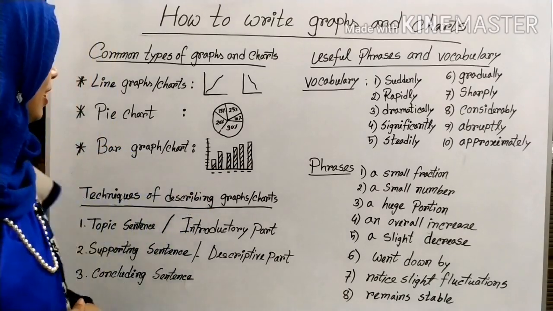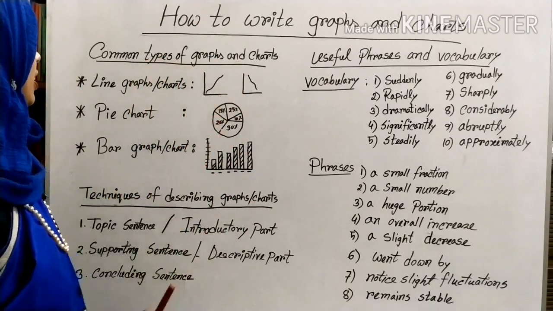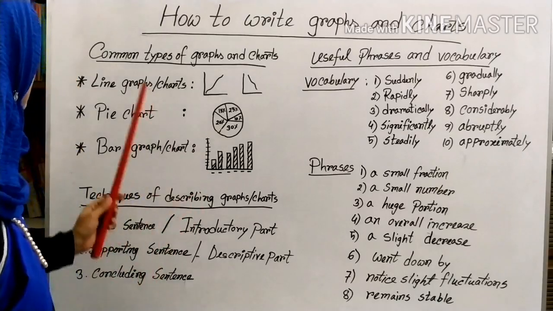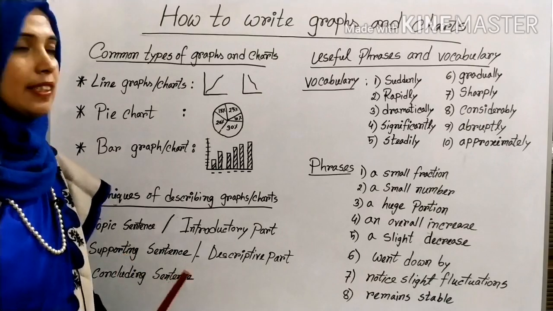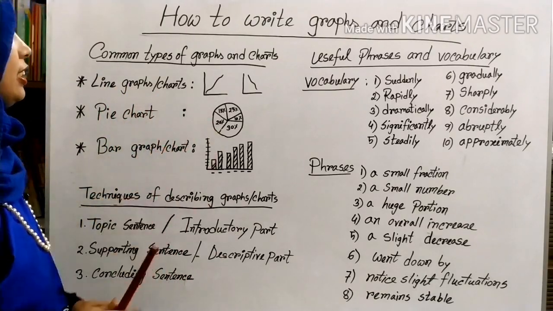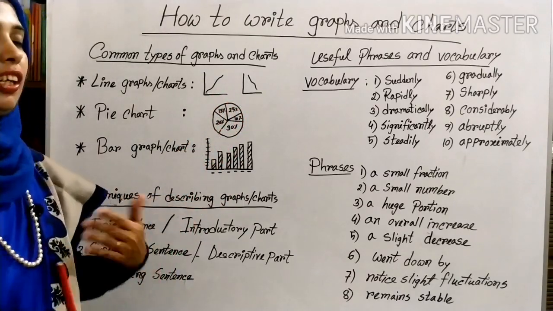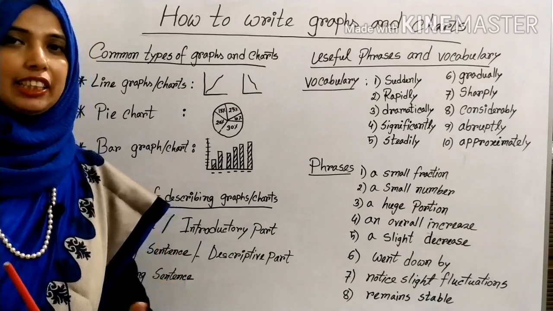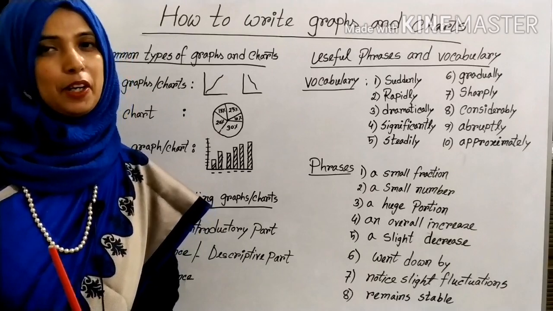Here I have mentioned the common types of graphs and charts. In your question paper, mostly these types of graphs and charts will come. Here you can see, firstly, line graphs or charts, and you can see the pictures. And sometimes when you see a cricket match, you will find a line graph for comparing runs per over.